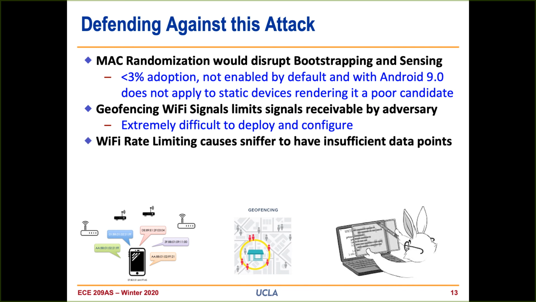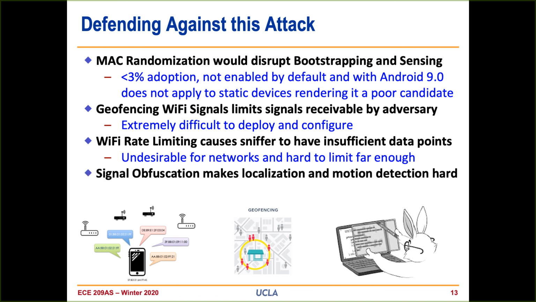Wi-Fi rate limiting causes insufficient data points for the sniffer, but limiting the Wi-Fi rate is very undesirable for networks, and it's hard to limit it to a rate where it doesn't exit the house, especially if you have anchors close to the walls. And signal obfuscation makes localization and motion detection quite hard, but again, there's a high energy cost involved and it requires a lot of additional hardware.